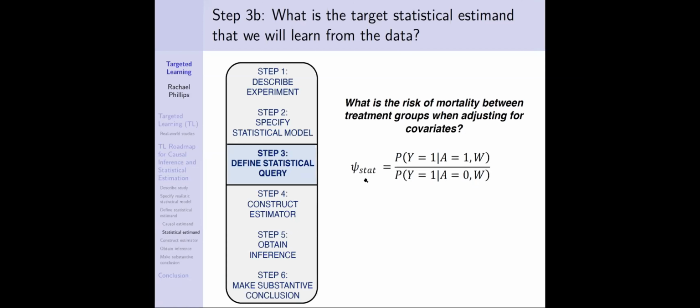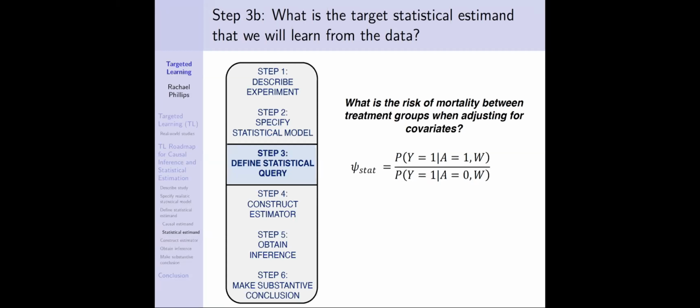So now we are back to the statistical world, or the world of the observed data. This is what we actually can use to approximate the answer to our question. And the question here is reworded slightly. What is the risk of mortality between treatment groups when adjusting for covariates? We could have just started out with this question as well. You don't have to have the causal question.